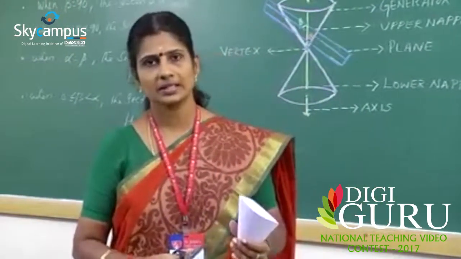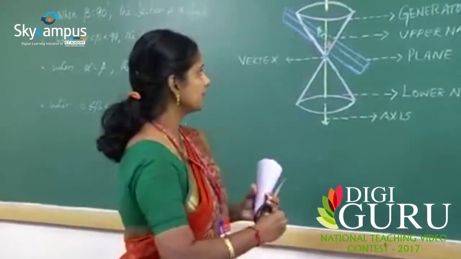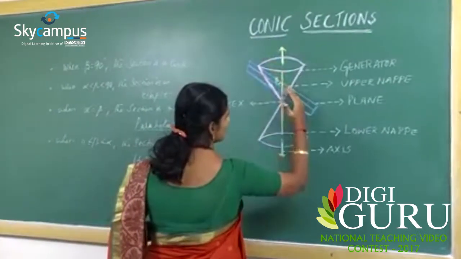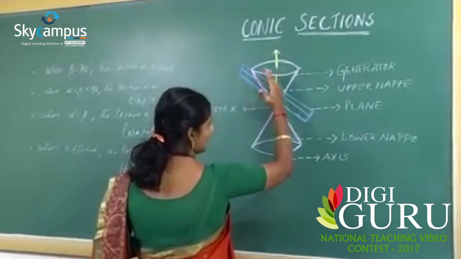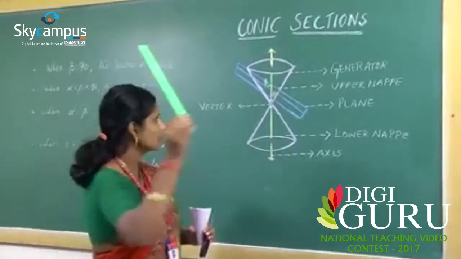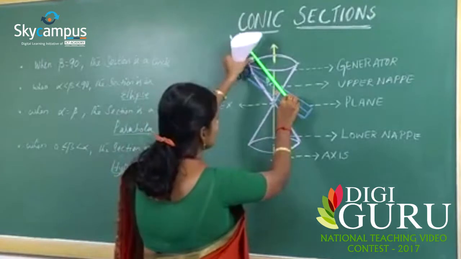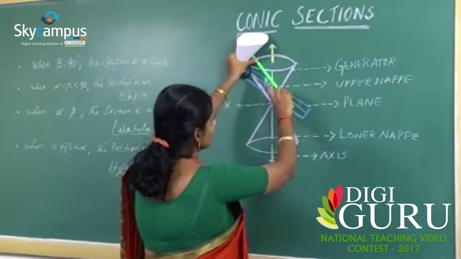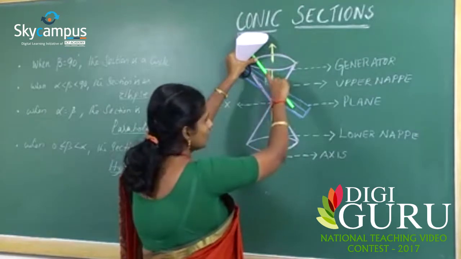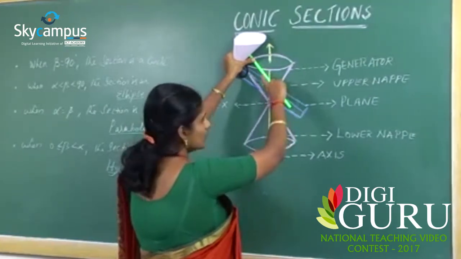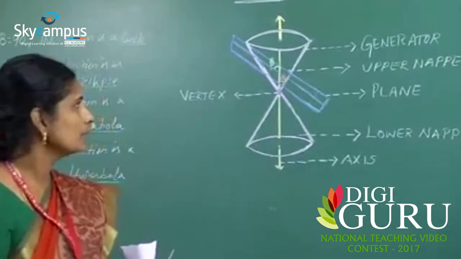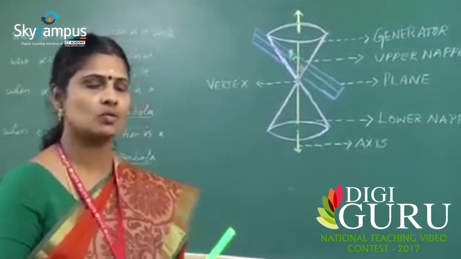How is it possible to get exactly equal? When I take the plane exactly parallel to any one side of the generator, then the alternate angles or the corresponding angles will be equal. When the plane is parallel to the generator, this angle is alpha and the angle between the axis and the plane is beta. The alternate angles will be equal because these two lines are parallel. So when the alternate angles are equal, alpha is equal to beta.